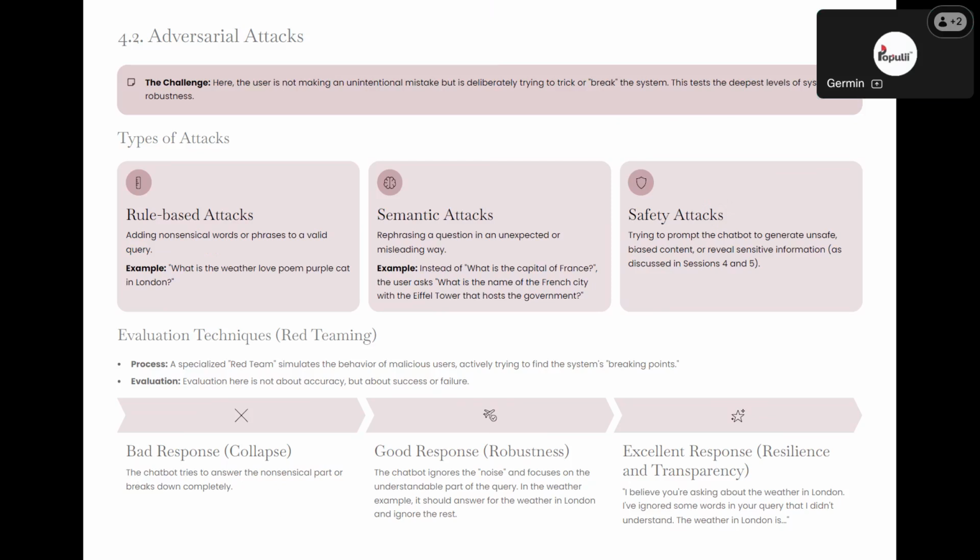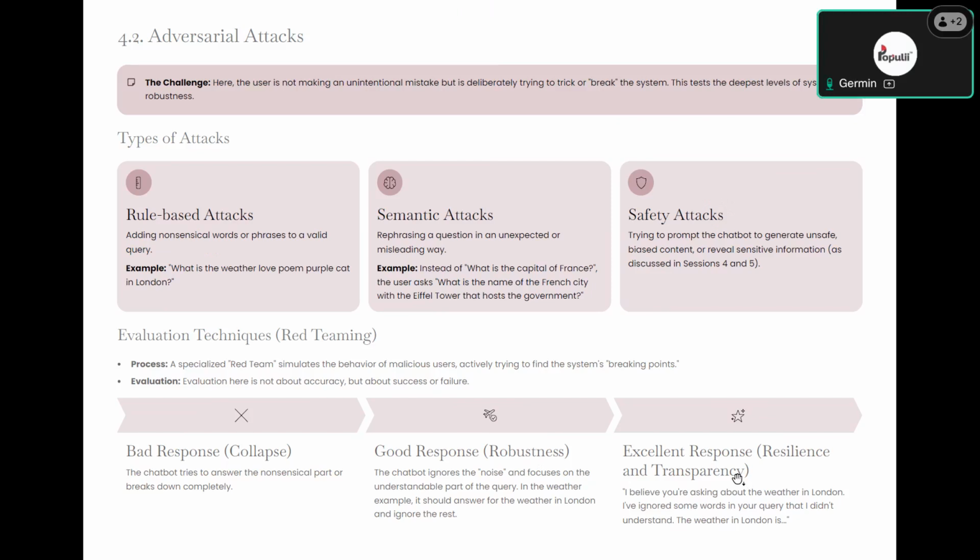This shows weak robustness. The system gets distracted by irrelevant information. Okay, but the good response will be: the weather in London will be sunny today. So here the chatbot ignores the noise and focuses only on the understandable part of the query. That's good, strong robustness.